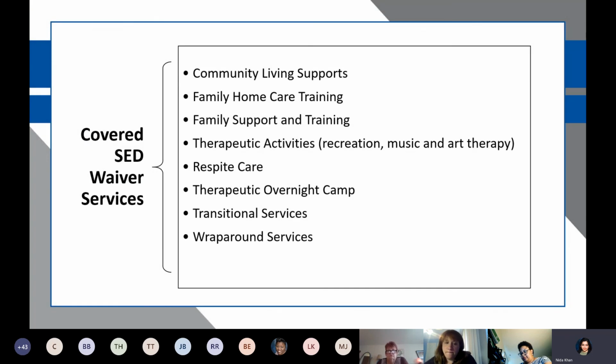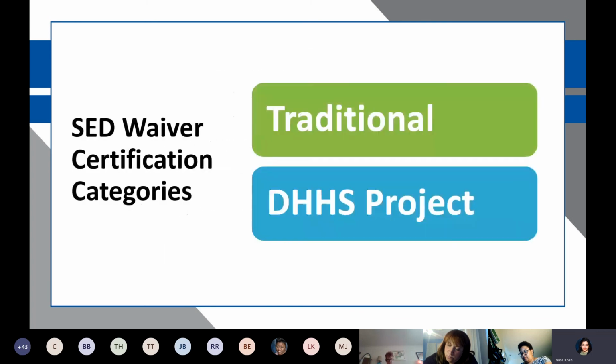So some of the covered services are CLS, community living supports, family home care training, family support and training, some therapeutic activities like rec therapy, music therapy, art therapy, respite care, therapeutic overnight camp. We also provide transitional services and wraparound being the mandatory service under the SED waiver. And we will talk about it in a little bit more detail in a little bit.